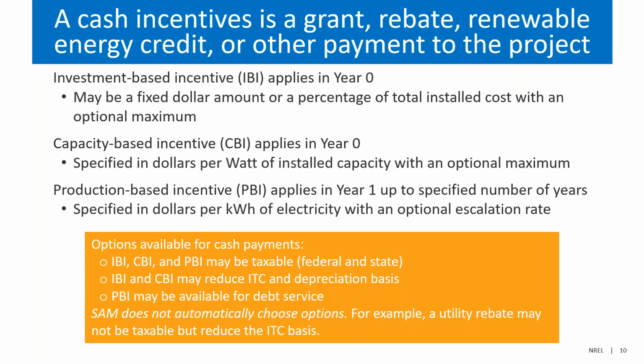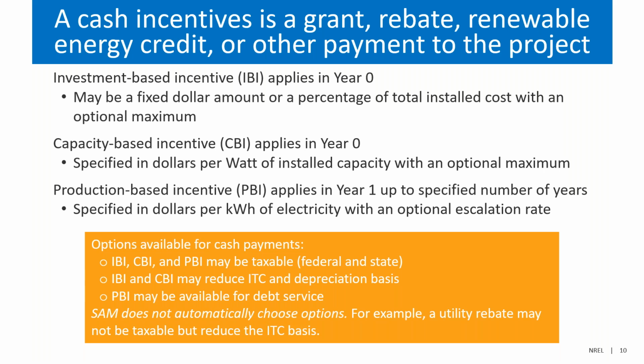Now, cash incentive is just a cash payment to the project. It might be a grant or a rebate. It might be a renewable energy credit, or any type of cash payment to the project. And there are 3 types of cash incentives. The IBI and the CBI both apply in year 0.